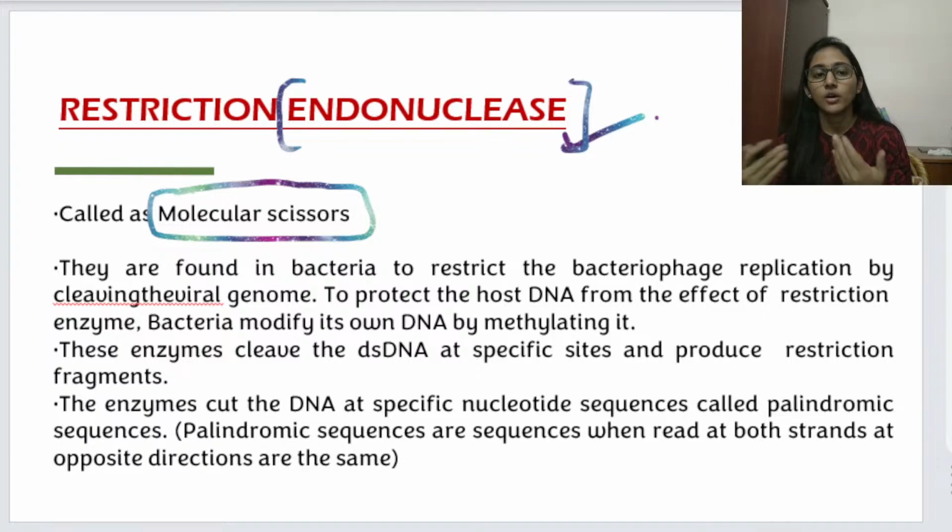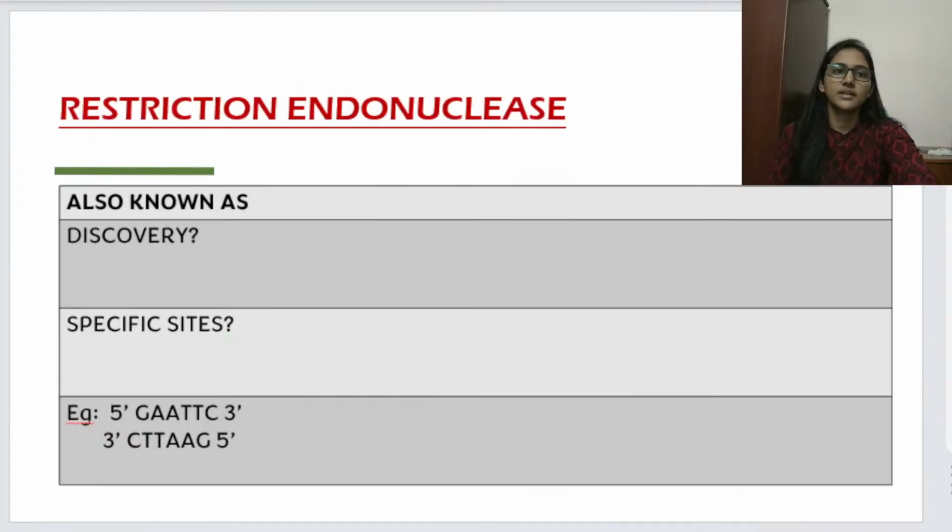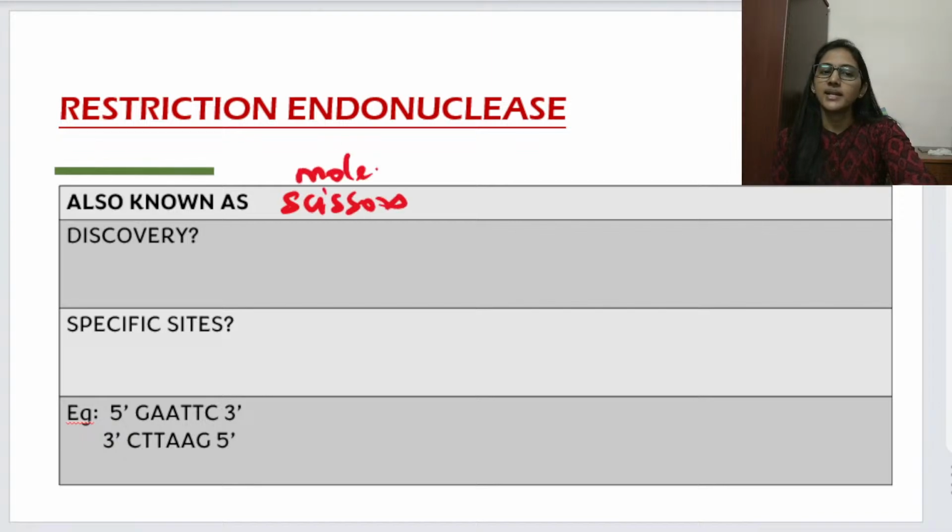On the other hand, in contrast, what do you call an exonuclease? Exonuclease is something which cuts at the ends of your DNA, whereas endonuclease cuts somewhere in between your DNA at a specific site. That is what an endonuclease is. That is why it is called a molecular scissors, because it is cutting my DNA. And then how did we discover it?